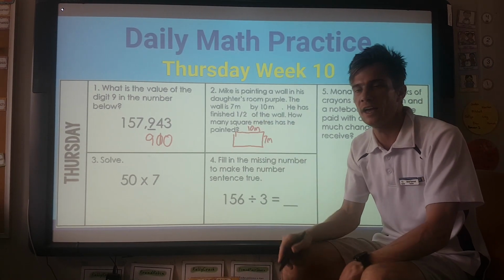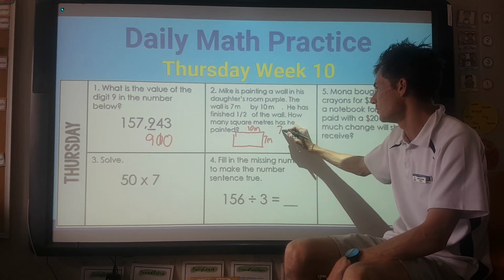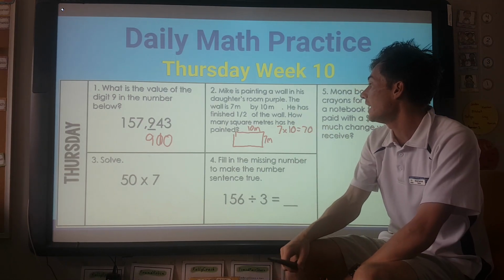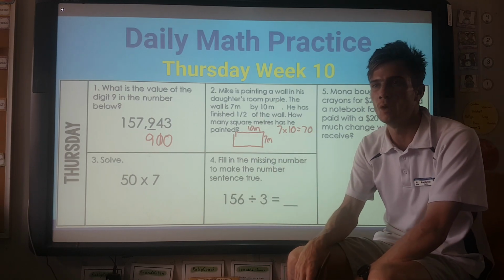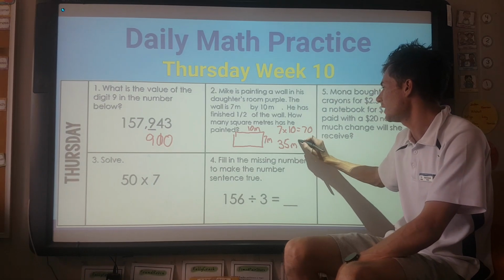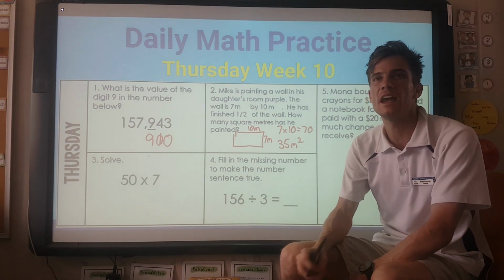Okay, we know now that to find the area of a rectangle, all we're doing is multiplying its length by its width. So 7 times 10 is 70, and he's finished half of the wall. Okay, so half of 70 is going to be 35. So far, he's painted 35 square metres.